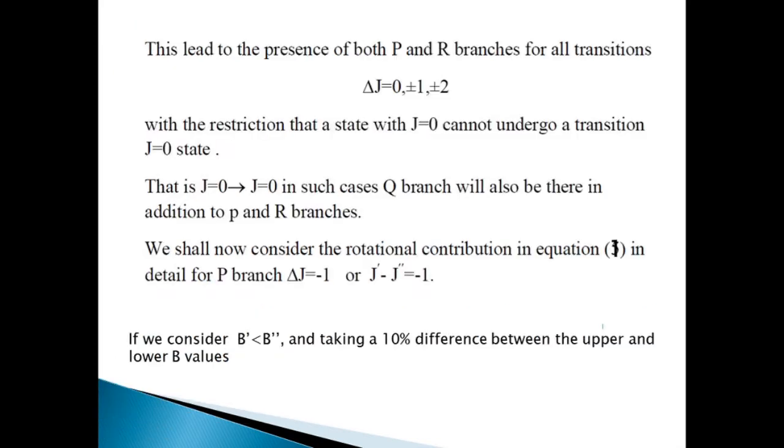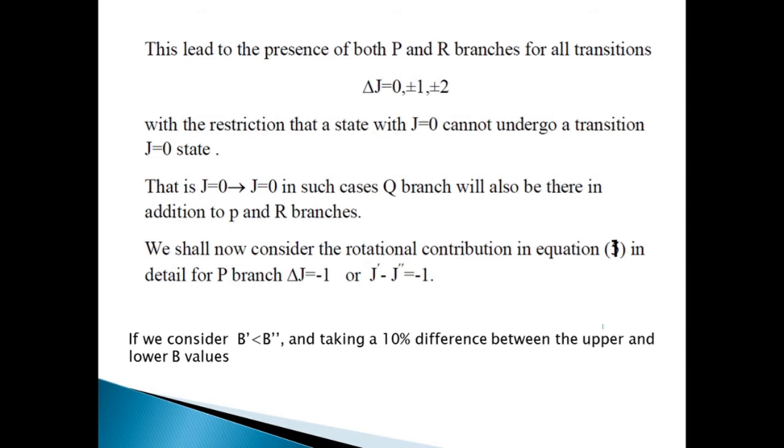In the other case, the selection rule is delta J equal to 0, plus or minus 1, and plus or minus 2. Plus or minus 2 is negligible. With the restriction that a state with J equal to 0 cannot undergo a transition to J equal to 0, the 0,0 transition is not allowed. So, in addition to the P and R branches, here we will get Q branches also.